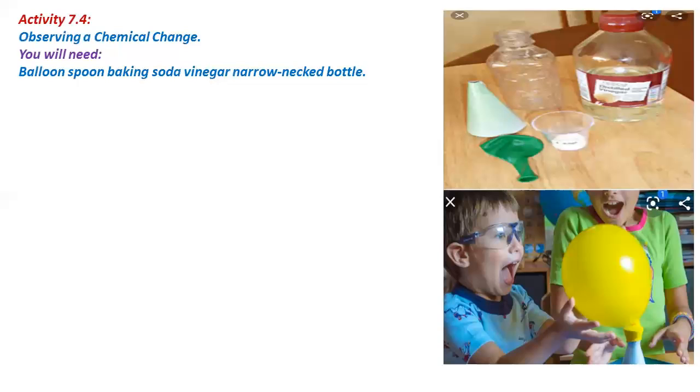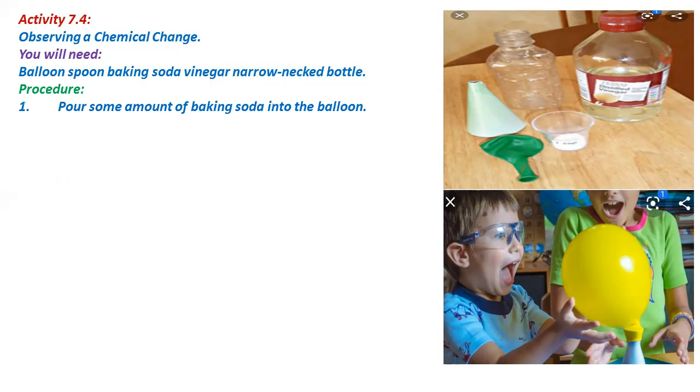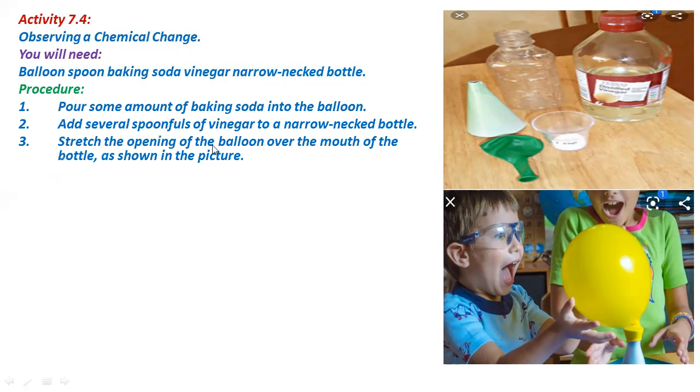Then we have one more activity, that is observing a chemical change. For this activity, you need a balloon, spoon, baking soda, vinegar, and a narrow-necked bottle. You can use a water bottle. The procedure is that you pour some baking soda into the balloon, and then add several spoonfuls of vinegar to the narrow-necked bottle. In the bottle you put vinegar, and in the balloon you put the baking soda. Then you stretch the neck of the balloon and fix it on the bottle.